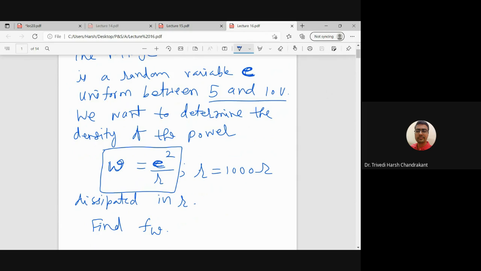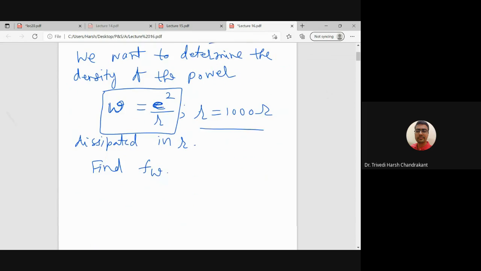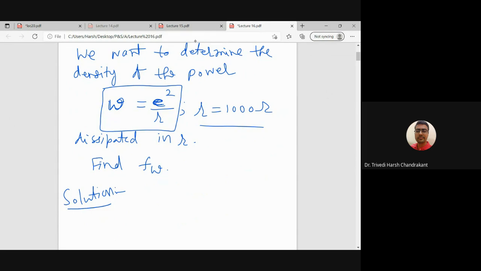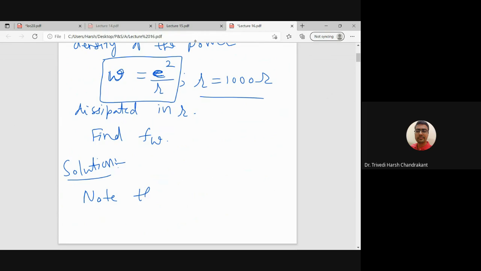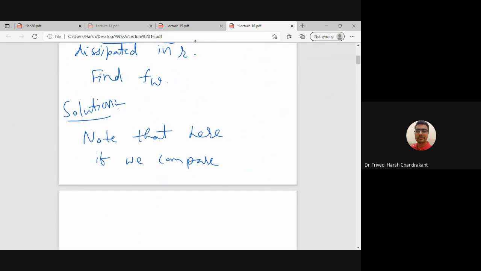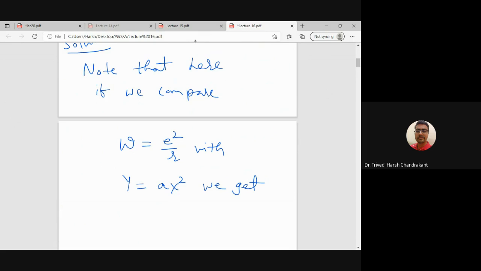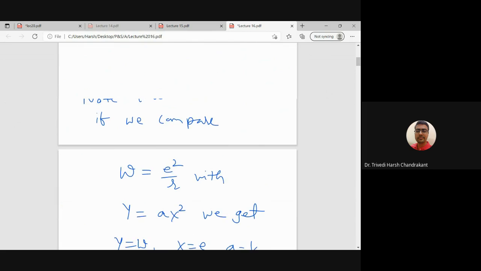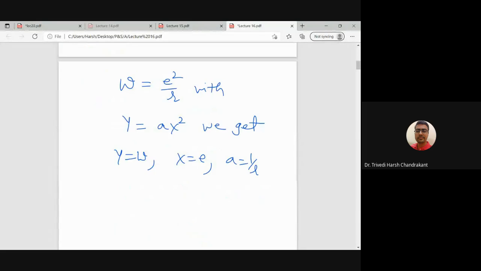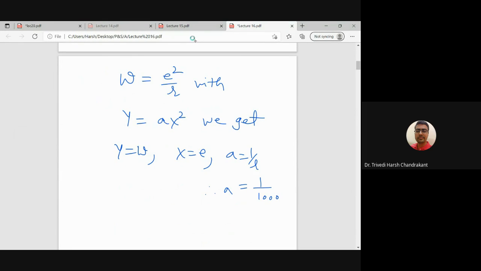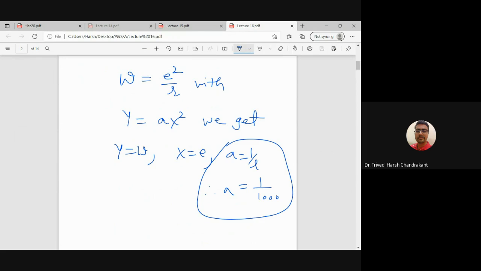It is of the form ax square, right, where a is the constant 1 by R, which is 1 by 1000. So note that here, if we compare the random variable equation W equals E square by R with Y equals AX square, we get Y is W, X is E, and A is 1 upon R. And what is R? R is given to be 1000. The value of R is 1000. All right, so that means A is 1 divided by 1000. So that we got.